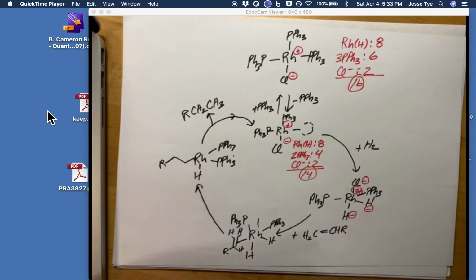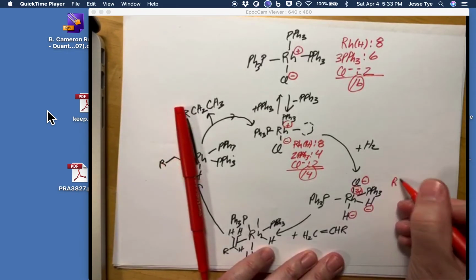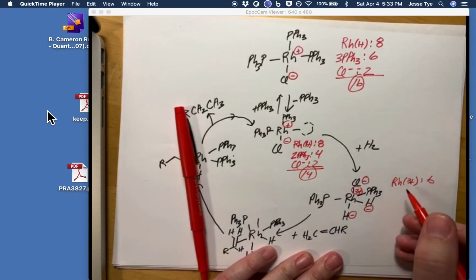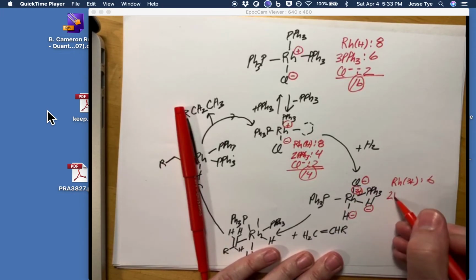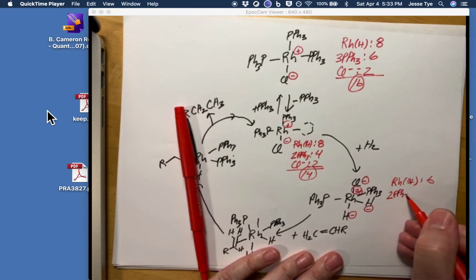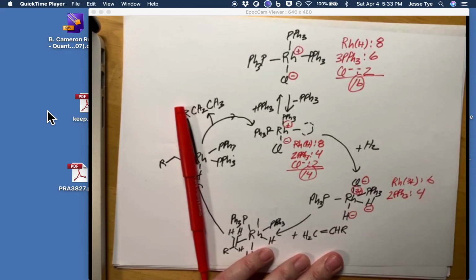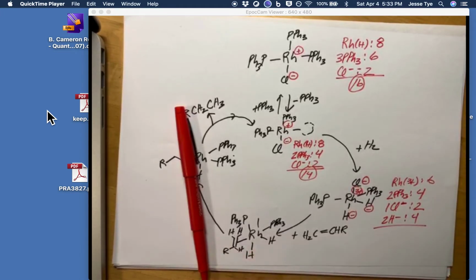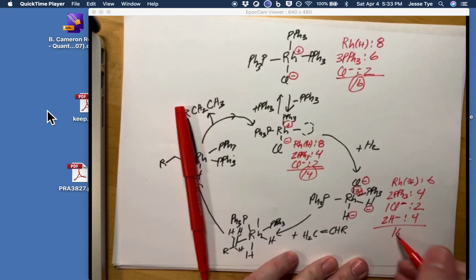And so this is now rhodium 3 plus. Rhodium 1 was d8, so this is a d6. I have 2 triphenylphosphines, 4 electrons. I have 1 chloride, 2 electrons, and I have 2 hydrides for 4 electrons. So that is 16 electrons right now.